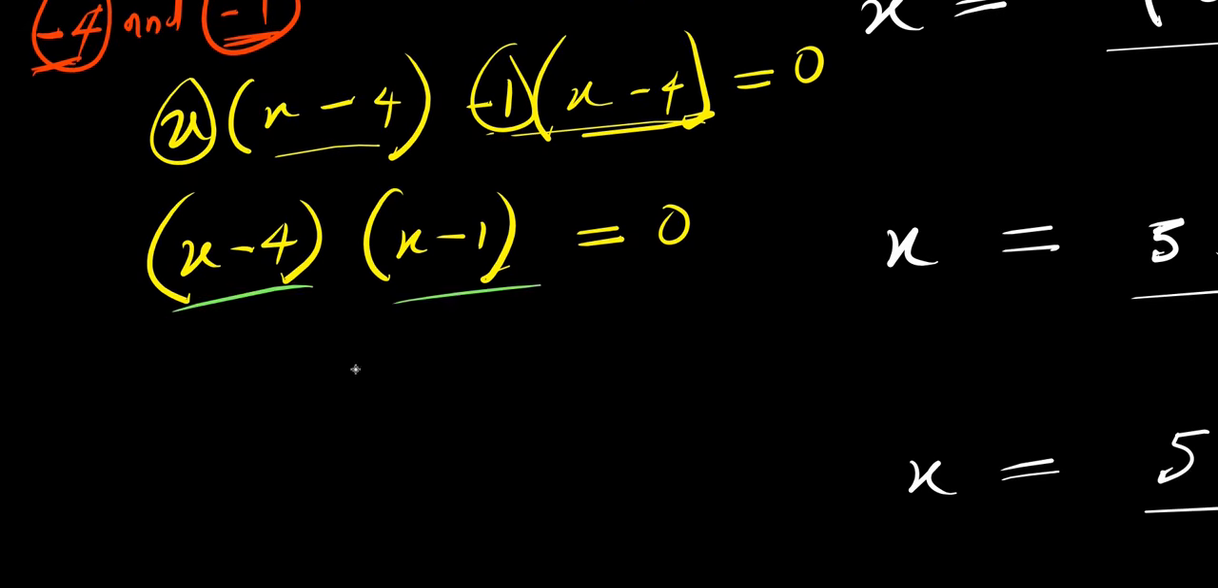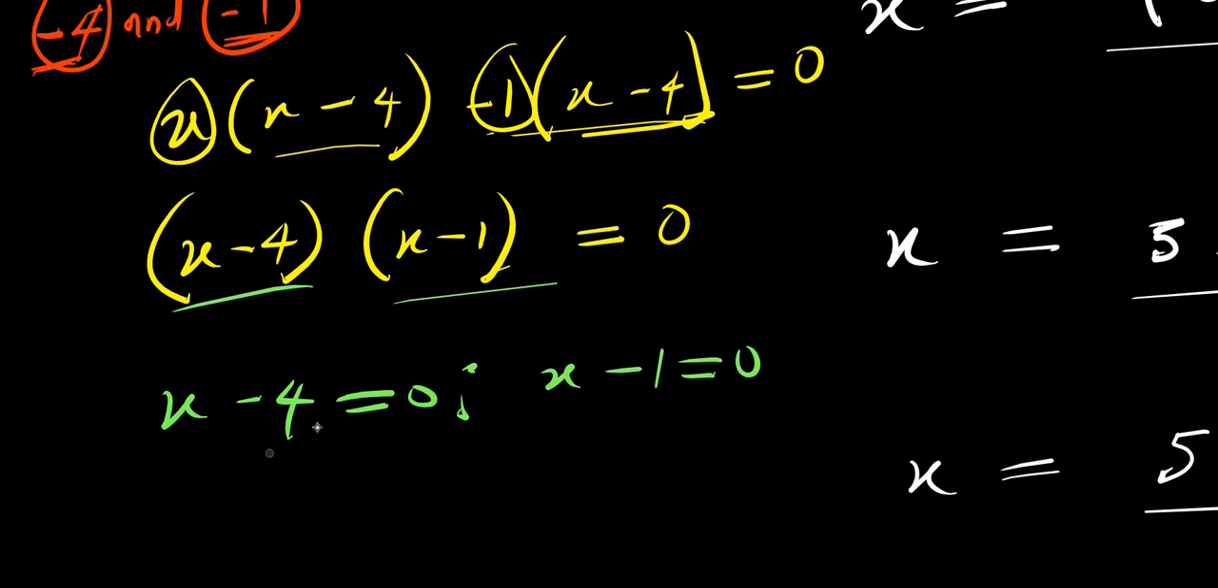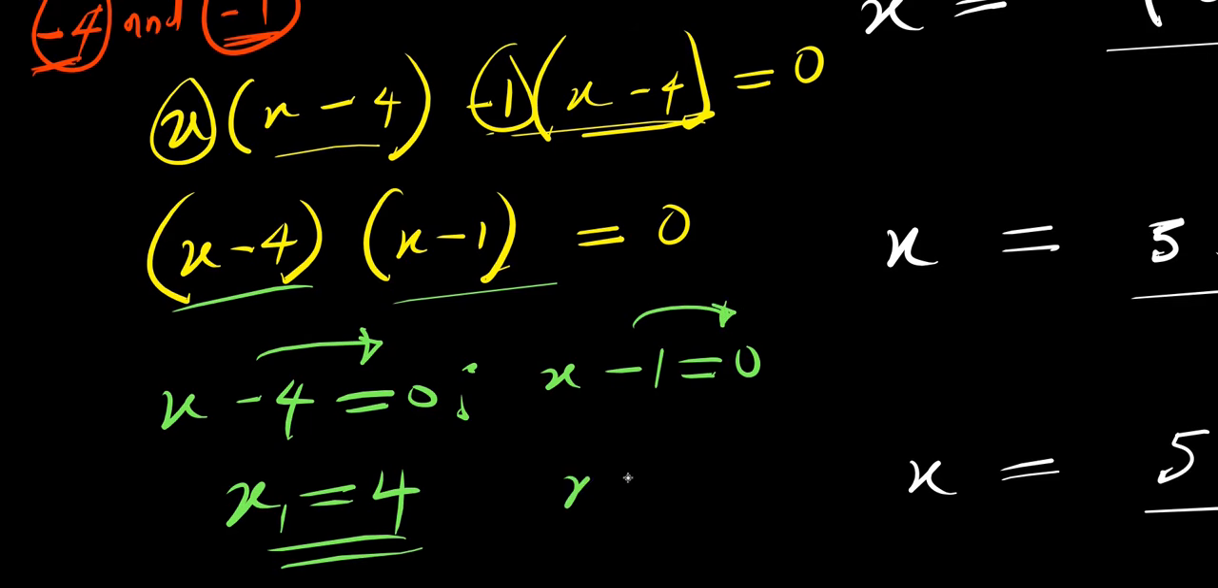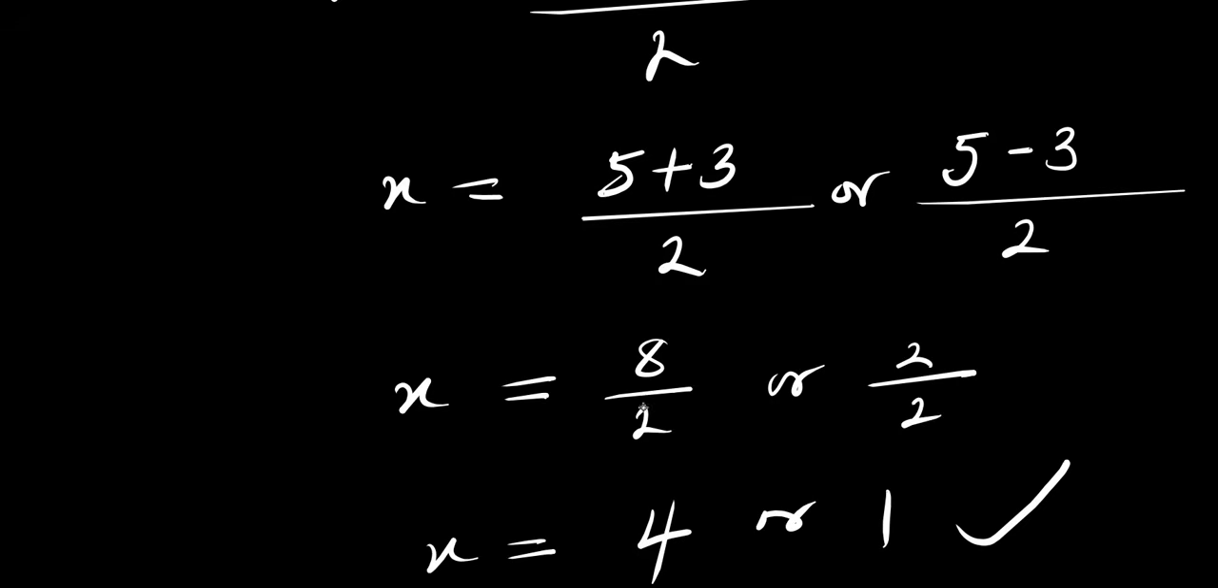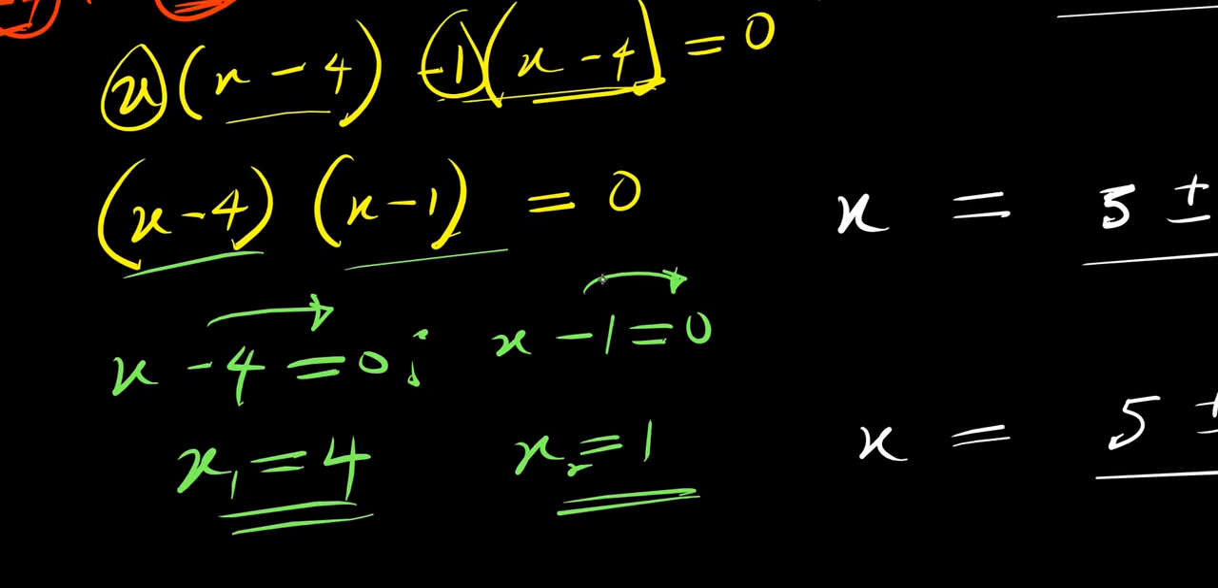So right now we can equate each of these to 0. You have x minus 4 equals 0 and x minus 1 equals 0. X minus 4 equals 0 means x equals 4 because we move this over here. That's your x1. And this means move this over here, that is x equals 1. This is my x2. It's the same answer as what we had here. So guys, this is it.